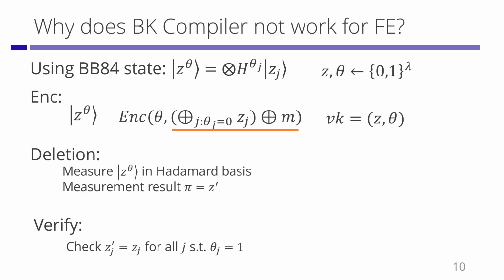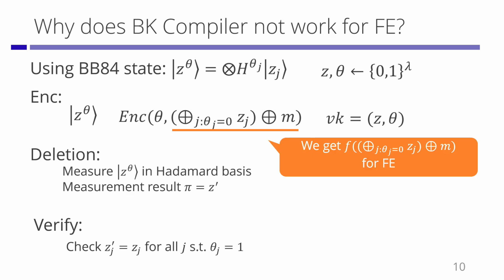So this XOR of computational basis part works as an extractor and hides information about M in an information-theoretic sense. This is a Bartek-Kraner compiler. However, if we apply this compiler to functional encryption, we get F of masked plaintext. So we cannot obtain F of M if we directly apply this compiler to functional encryption.